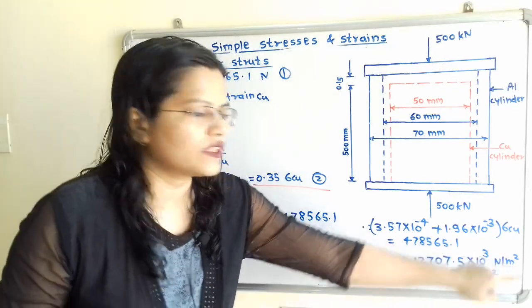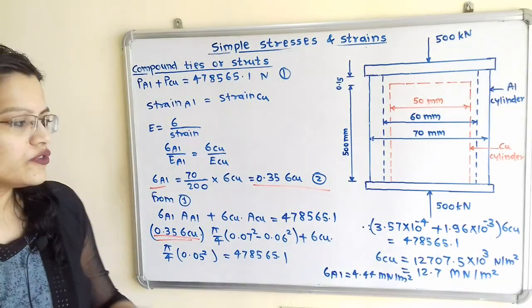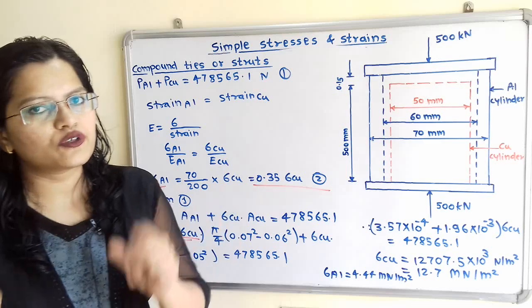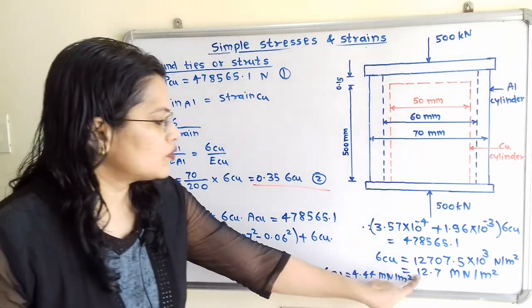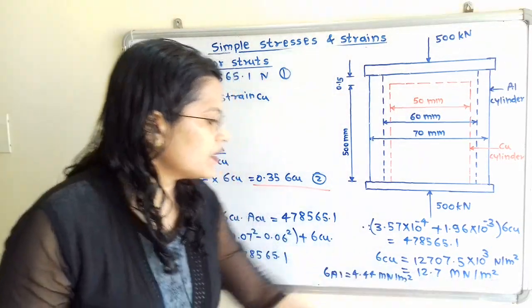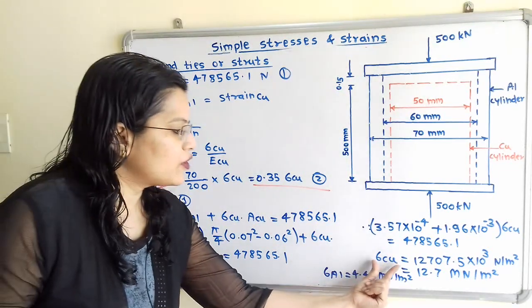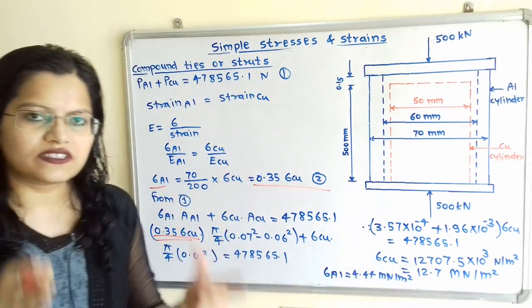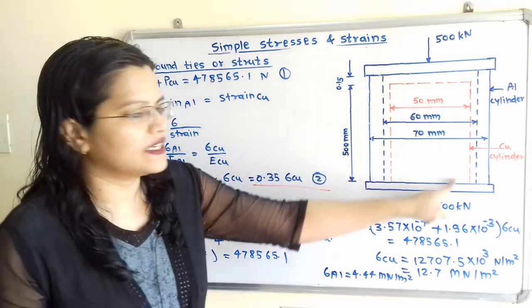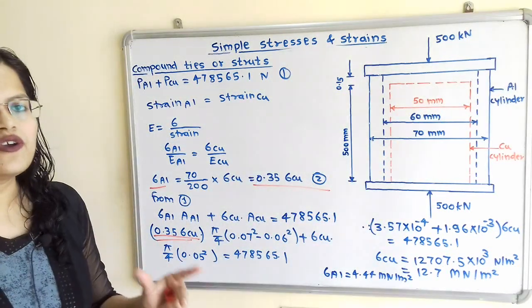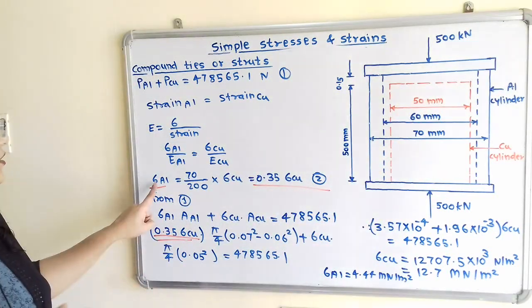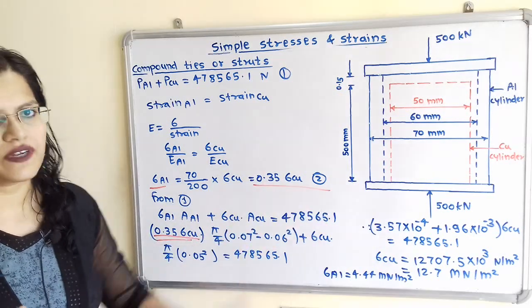When we calculate this, we get sigma copper equal to 12,707.5 into 10 raised to 3 newton per meter square. We write this in mega newton per meter square: it is equal to 12.7 mega newton per meter square. So this is the value of sigma copper, that is, the stress in the copper cylinder. What is the value of stress in the aluminium cylinder? Here is the relation in equation 2.